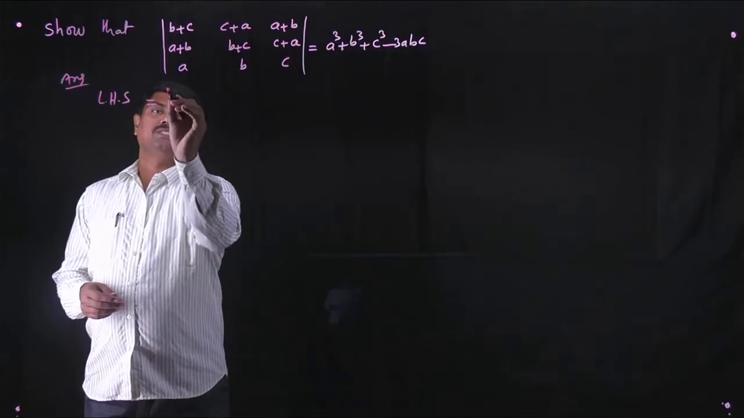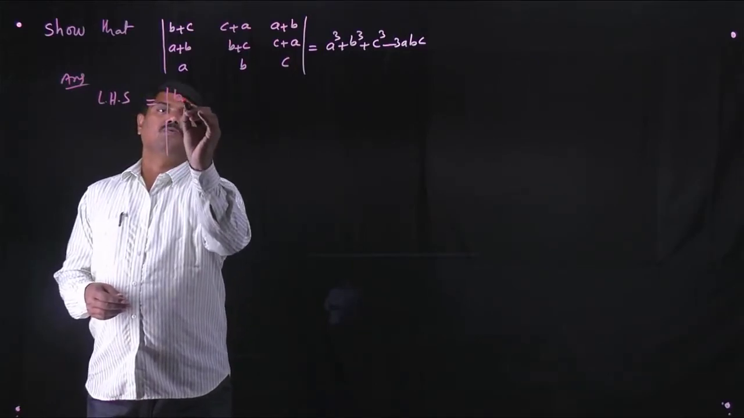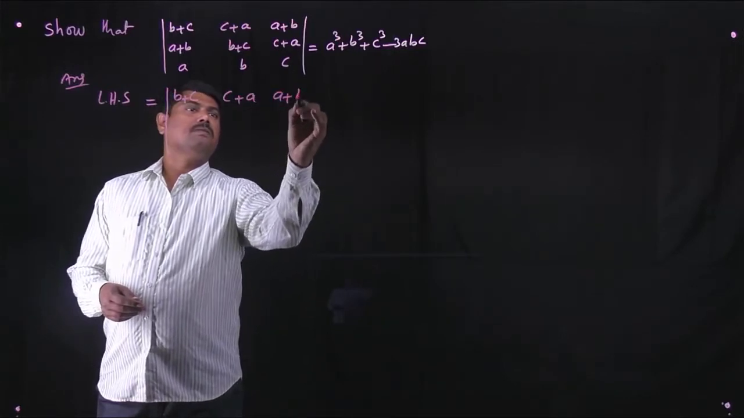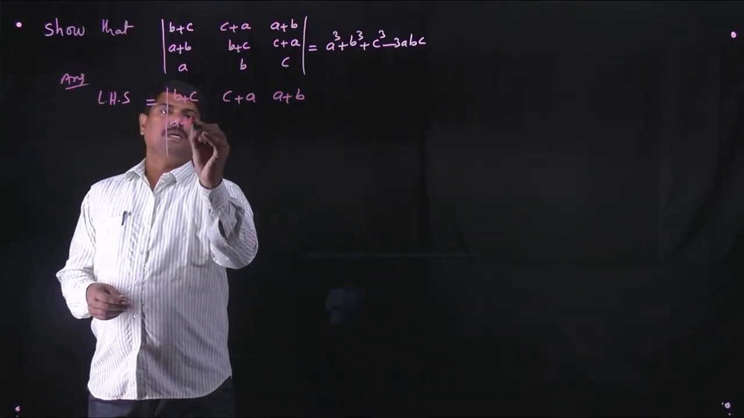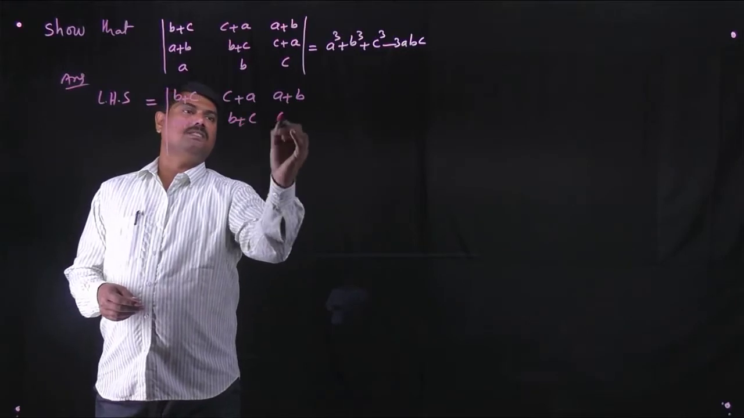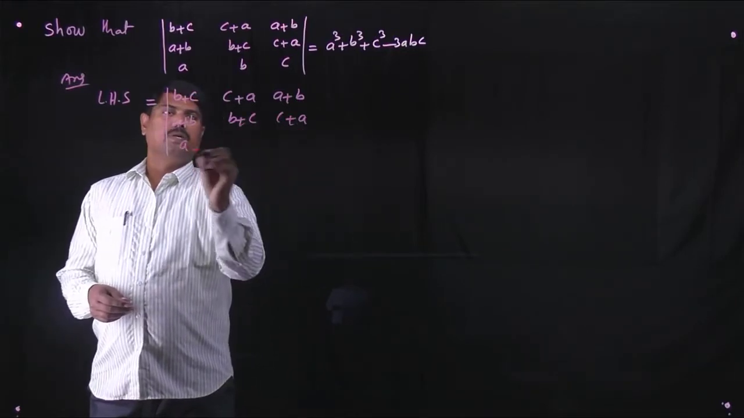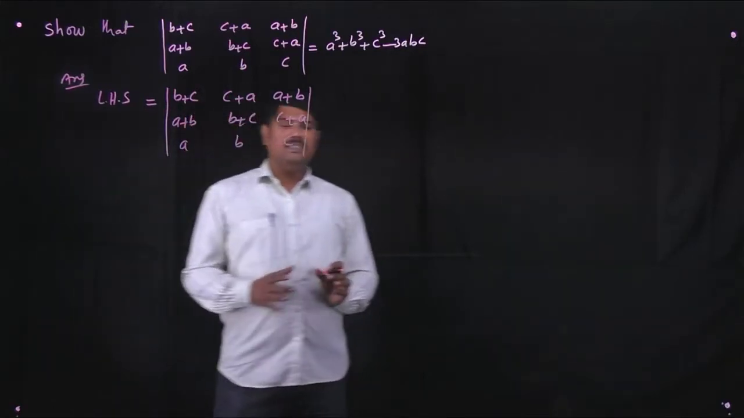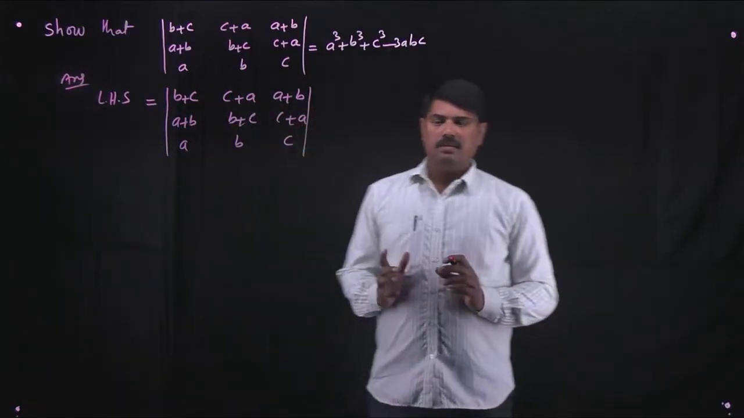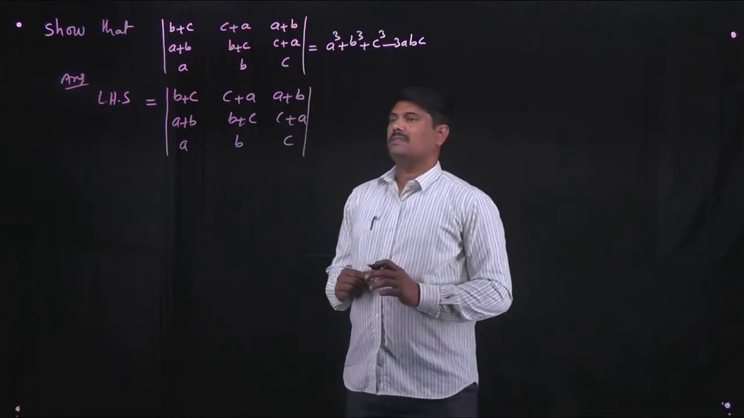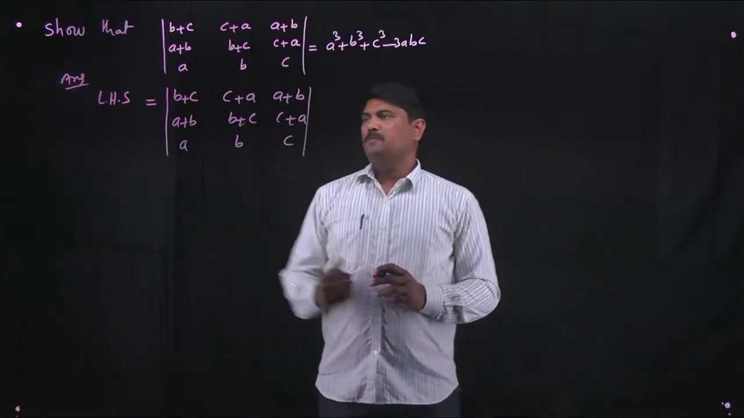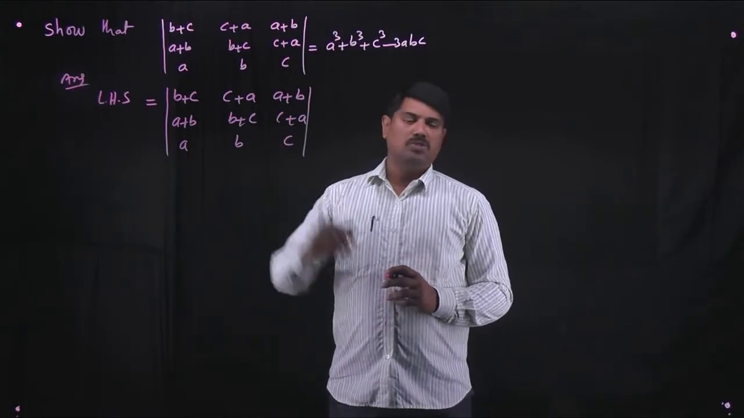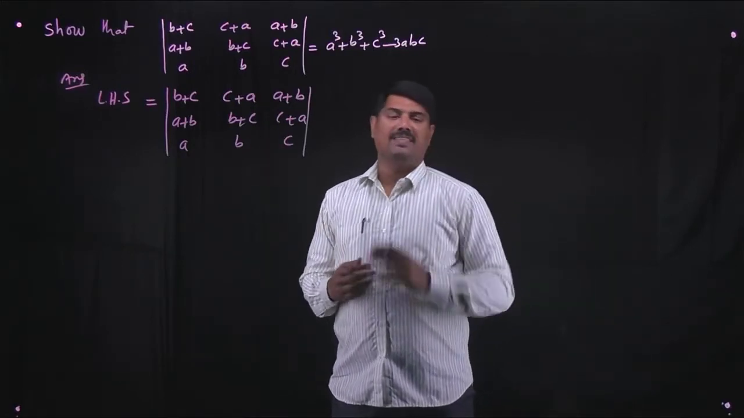The given left hand side value we consider: first row b plus c, a plus b, a plus b, b plus c, c plus a. This is the second row, and the third row is a, b, c. We learned how to find the determinant of a given matrix, by expanding the determinant value along rows or columns, and you can get the answer.